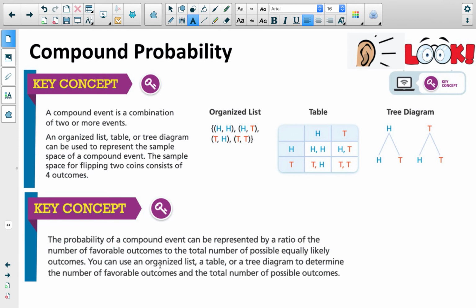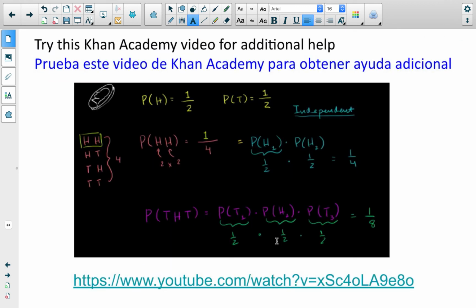All right, this is just a quick key concept, kind of key point slide with compound probability. I'm not going to read this to you. You guys can pause and look over this. And then I will post another Khan Academy video for you guys to reference if you are stuck with compound probability of specifically independent events. The previous Khan Academy video on Thursday was on like tree diagrams and representations of compound probability.